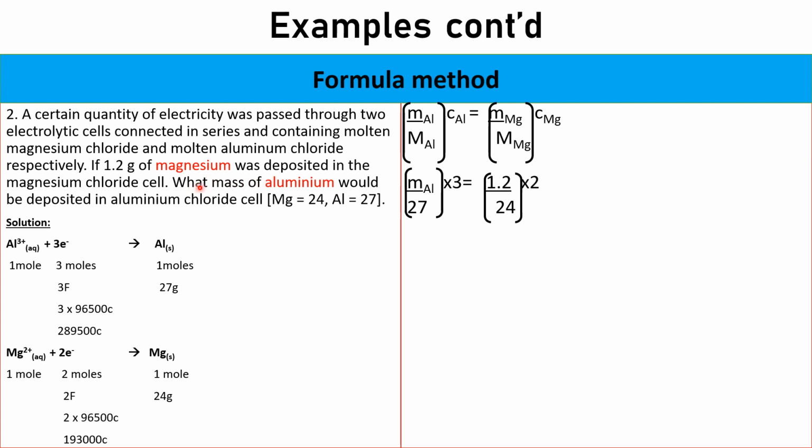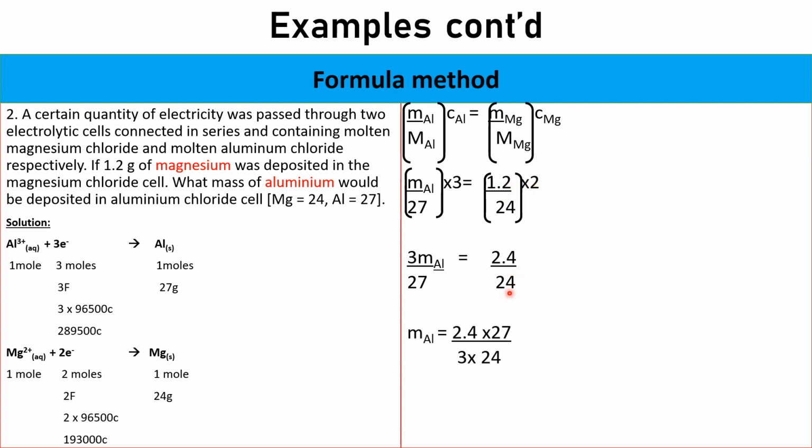That is what the question is asking us to look for. If the atomic mass of aluminum is 27, which has been given in the question, and the charge on the ion of aluminum is 3, this is the charge, equals the mass of magnesium, which was given here to be 1.2 gram, and the atomic mass of magnesium, which has been given to be 24 and doesn't change, times the charge on the ion of magnesium, which is the 2 that you see here. So what will you have? Mass of aluminium times 3 will give you 3 mass of aluminium divided by 27, and 1.2 times 2 will give you 2.4 divided by 24.